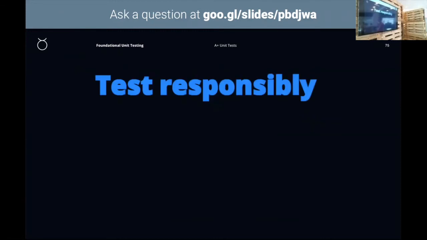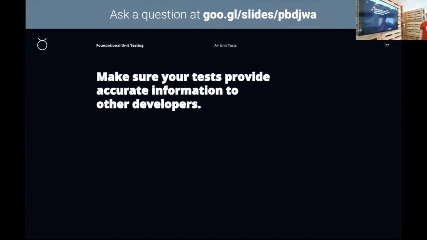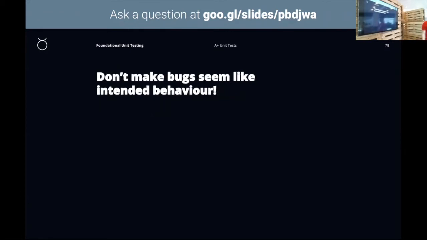Test responsibly. So don't test something excessively if you know it's going to change. Like if you're putting, I don't know, some dummy user registration in place and you're going to change it in 3 weeks, putting a whole series of tests around that is not an efficient use of time. And also make sure your tests in that instance provide accurate information to other developers. Don't make bugs seem like intended behavior.